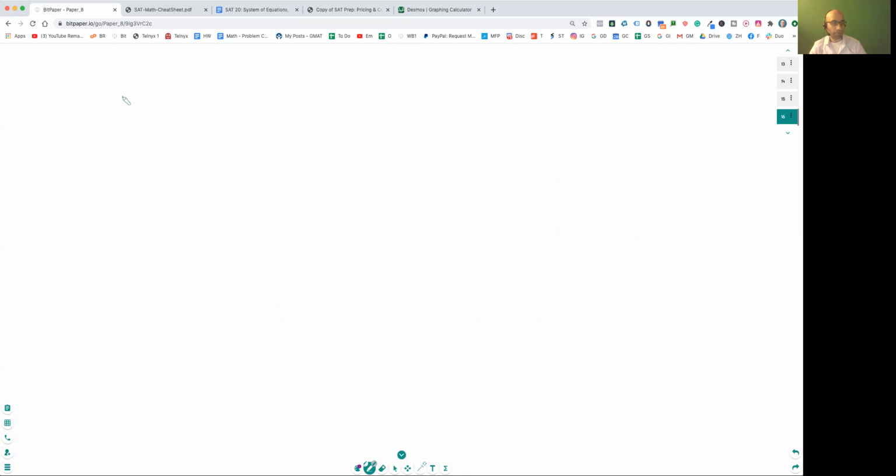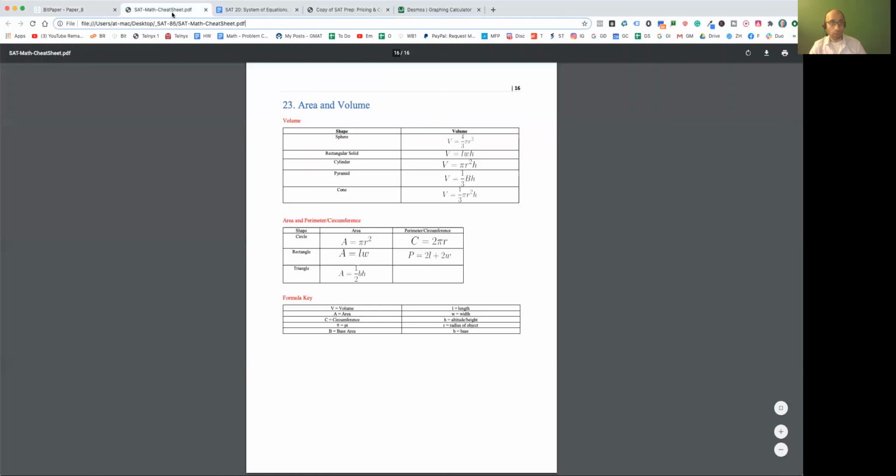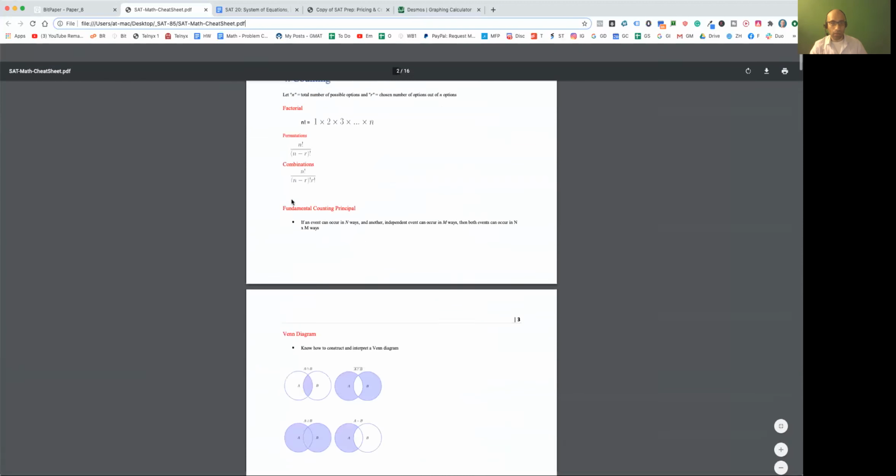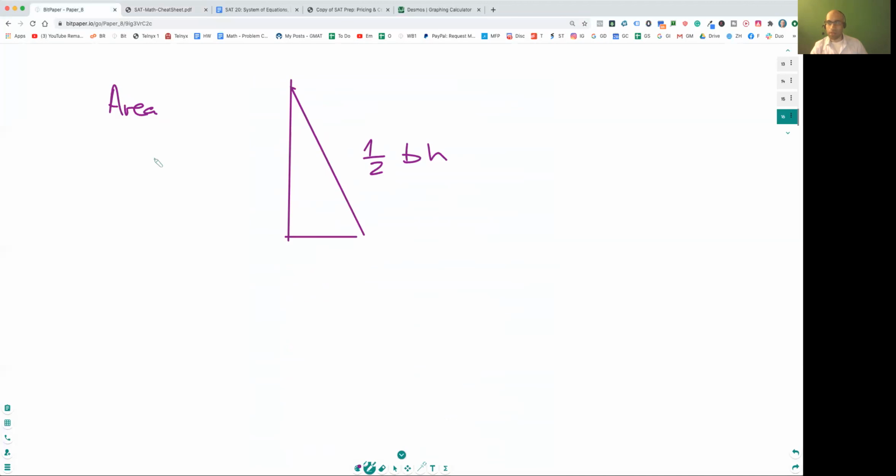What else? The area of a triangle, that's easy for you, right? Half base times height. Guys, pretty much all of you who are taking the test tomorrow, you have my cheat sheet. So go through that. It's got all of these. These are some standard problems. Maybe we'll cover that next time. If I don't do it, just remind me again.